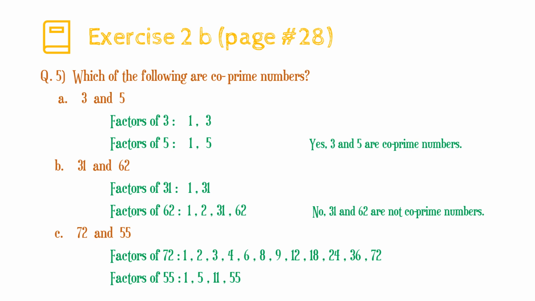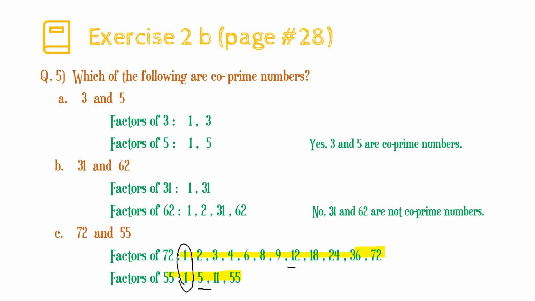72 has many factors. These are all factors of 72 and these are all factors of 55. So they both are not prime numbers because they have more than 2 factors. But now we have to look at their common factors. 1 is a factor of every number, even a factor of itself. Is there any other common factor? 5, but there is not any 5 here. 11 not, and 55 not. So they have only 1 as their common factor.